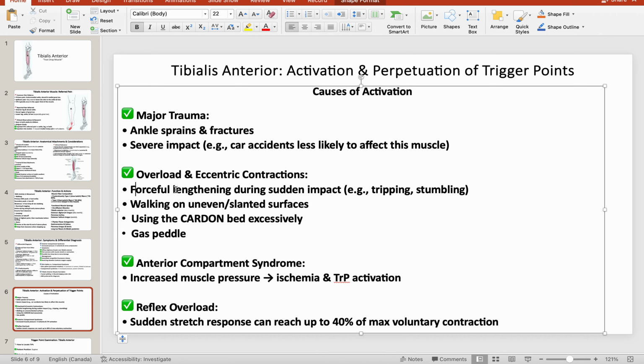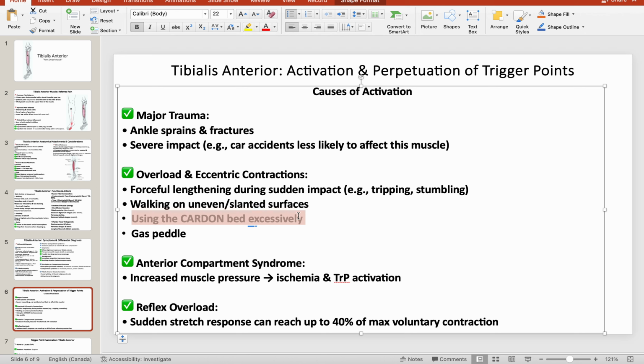What are people doing a lot when they're driving? I get so many people coming in with these new cars where they're always on the pedal, gas, gas, gas. I get so many Tesla drivers coming in with this type of issue where the tibialis anterior just gets overworked. Force for lengthening and then sudden impact can be that. Walking on uneven and slanted surfaces.